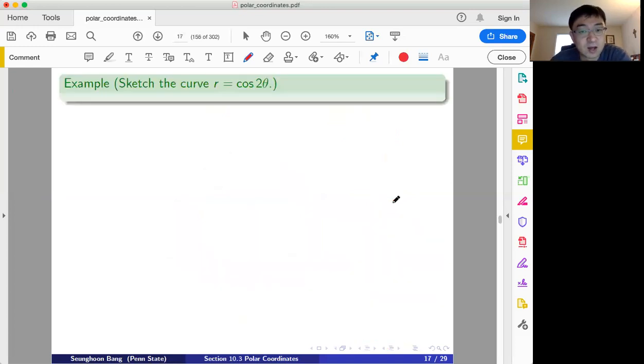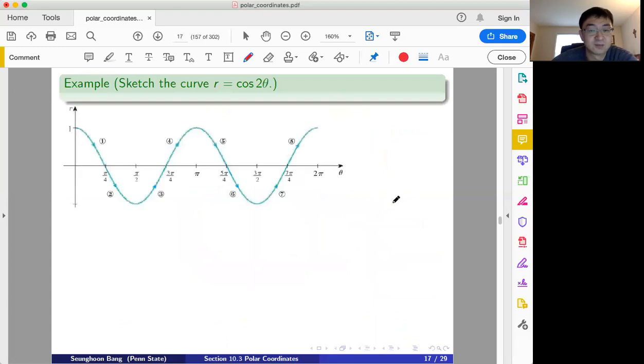So next one, r equals cosine 2 theta. We use the same idea. So r equals cosine 2 theta. You can draw the graph in Cartesian coordinates, with theta and the r axis. Then you can convert this one to the polar coordinate. We have the same idea.